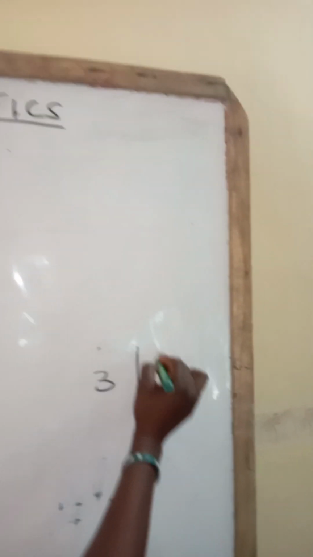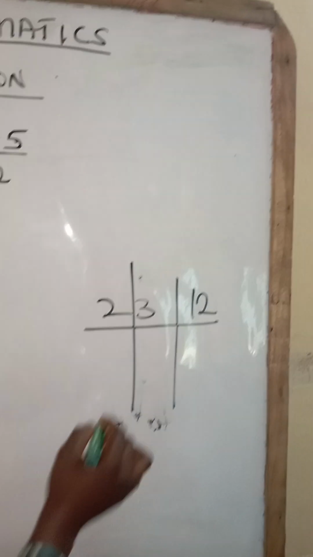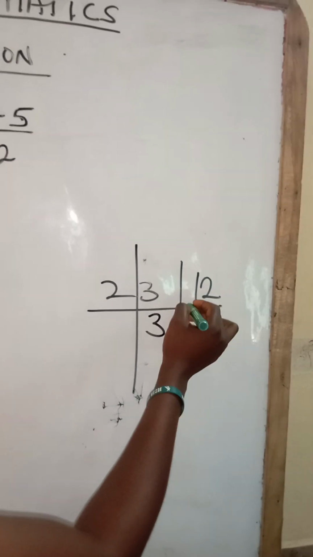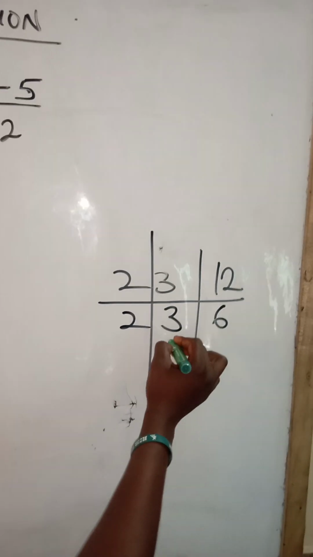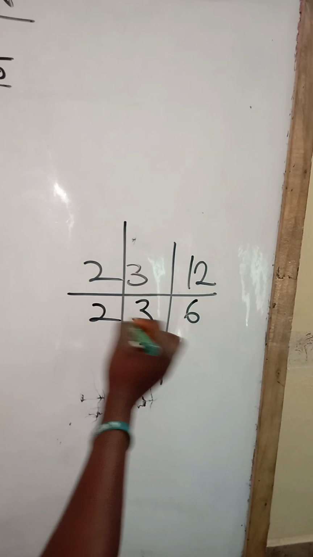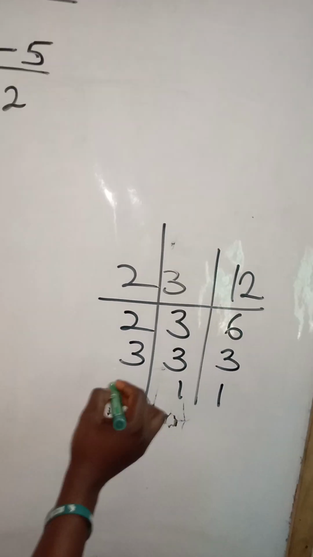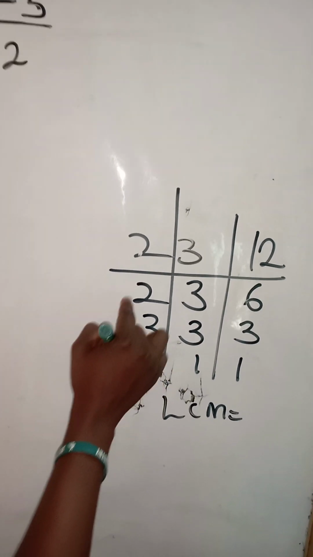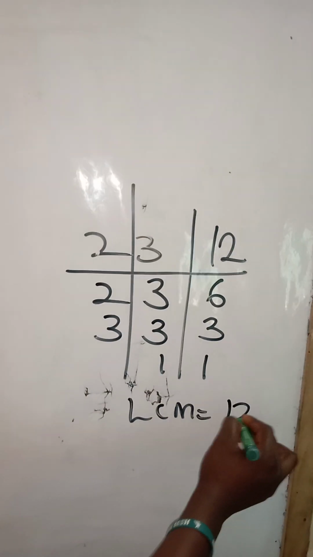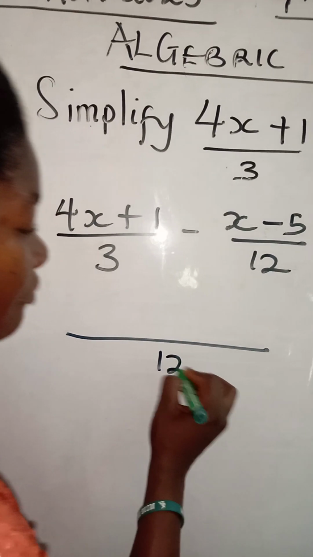3, 12. You divide by 2. You bring down your 3. 12 divided by 2 is 6. You have 2 again. You bring down your 3. 6 divided by 2 is 3. You divide by 3. Then you have your LCM to be 2 times 2, 4. 4 times 3, 12. Our LCM is 12. Now you know your LCM. You write it out. 12.